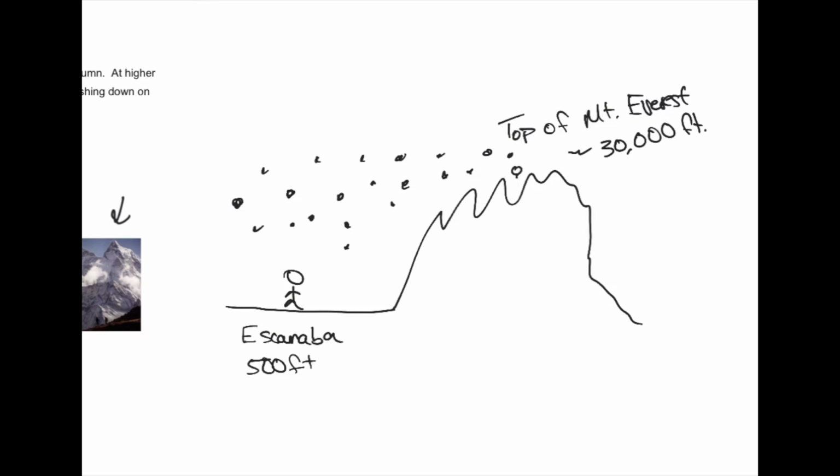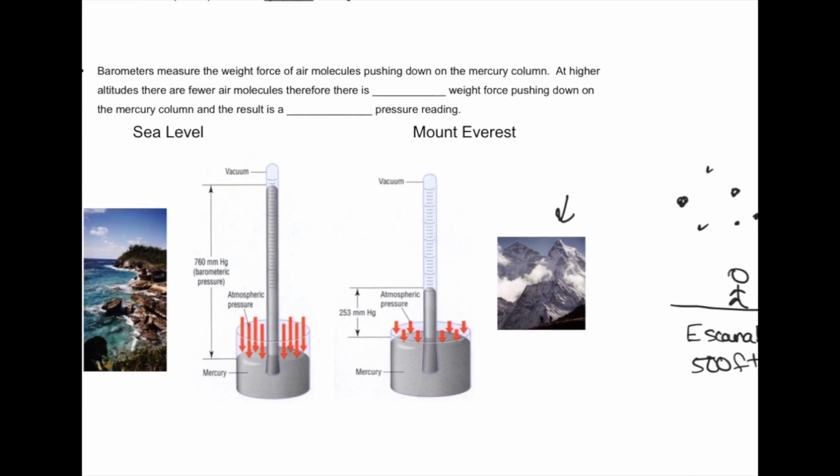Okay, and so here I am on the top of Mount Everest, right? So you can see that there are more air particles on top of me when I'm in Escanaba than when I am at the top of Mount Everest. So therefore, the pressure is going to be higher when I'm in Escanaba than when I am at Mount Everest.